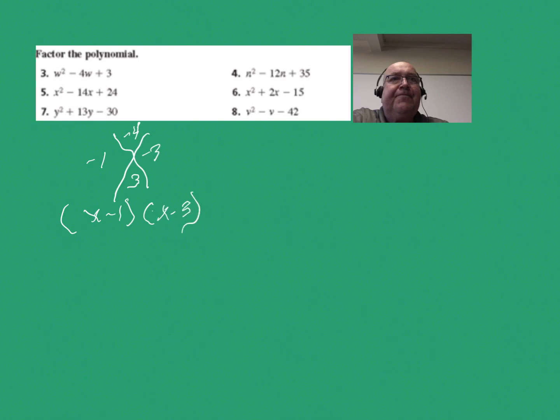Looking at problem number 4, we have 35 positive and -12. So we know that both of our numbers are going to be negative. So I can use 1 and 35, 5 and 7. And I believe that's it. So we're going to use -5 and -7. X minus 5, x minus 7.